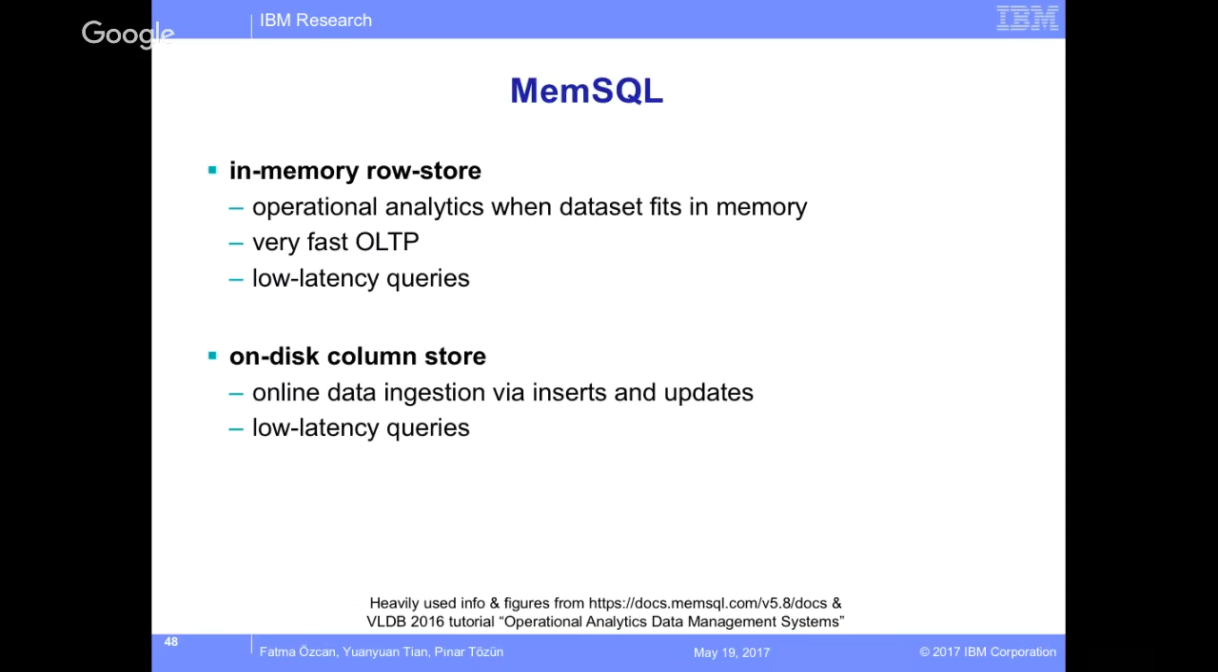But in most cases, for most HTAP applications out there, usually data is big, so it wouldn't fit in memory. Therefore, they also have the option of this column storage. And here again, you can have data ingestion via either inserts and updates, and handle both OLTP and OLAP on this store.